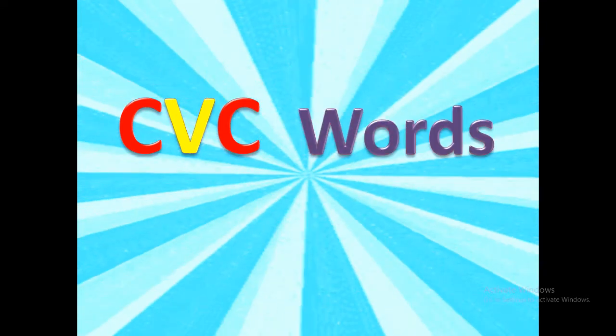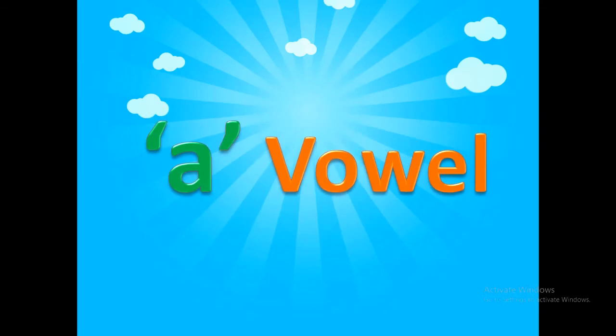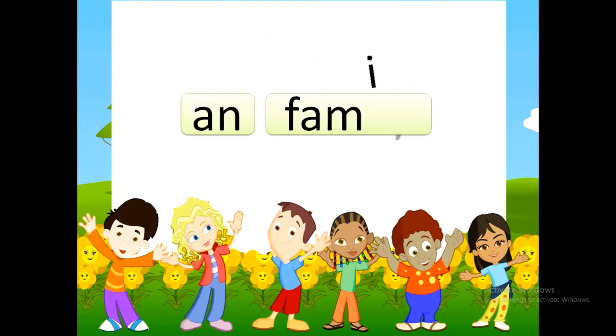Today we are going to read CVC words. CVC means consonant, vowel and consonant. Let's begin with CVC words of vowel A. First, with the an family of vowel A.